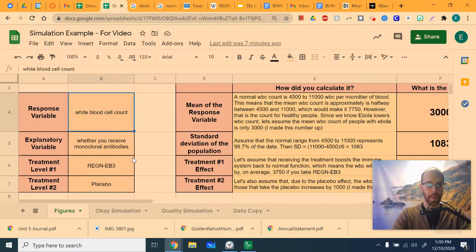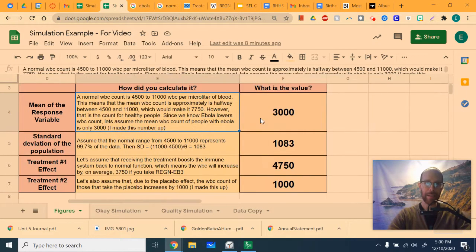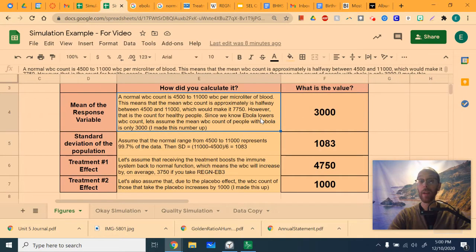So what do I do with this? I say my explanatory variable is whether you receive this monoclonal antibody or not, which means that one level of treatment will be the REGN-EB3, the drug with the antibodies, and the other level of treatment will be the placebo. Really important that you get these 4 things filled out right, because they will drive everything that you do after this in the project. Next thing we need to do is come up with numbers.